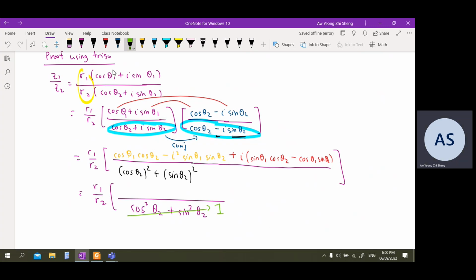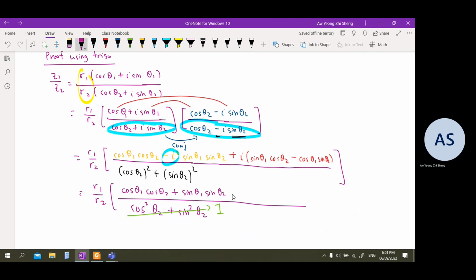As simple as that. Then at the top, I know i squared is -1, so negative i squared will become just a plus symbol. Cos theta 1 cos theta 2 plus sine theta 1 sine theta 2. The thing at the back, I will just copy it back for now.